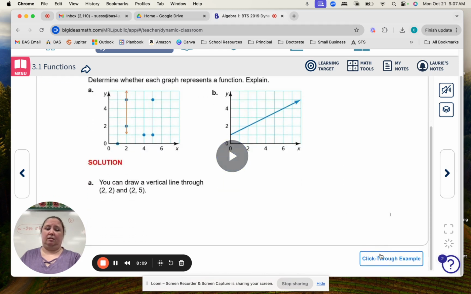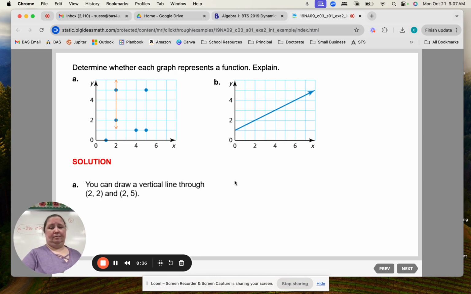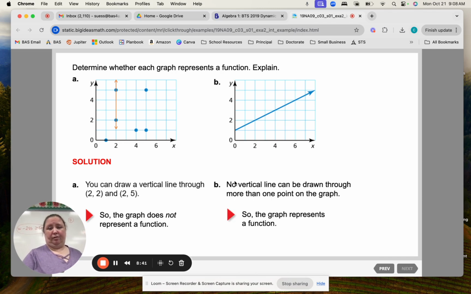All right. Let me pause real quick. Let's look at example 1. Determine whether each graph represents a function. Very quickly on number 1, if I draw a straight line right here, I'm going to hit 2 points. If I draw a straight line right here, I'm going to hit 2 points. So A would be not a function. What about B? Yes, because it goes in a straight line. No vertical line can be drawn through to hit more than 1 point, so it is a function.